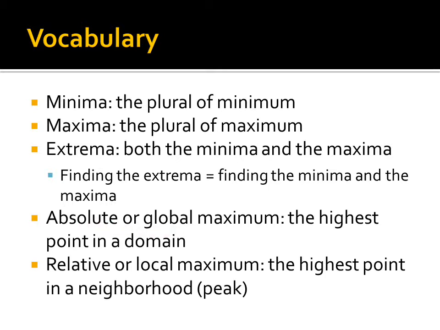Now, within a domain, you can potentially have several, or possibly no, relative or local maxima. And these are the highest points in a neighborhood. Local or relative maxima look like a peak on a graph. Similarly, you can have relative or local minima, which are the lowest point in a neighborhood, in a small portion of the domain, and these look like troughs or valleys on a graph.